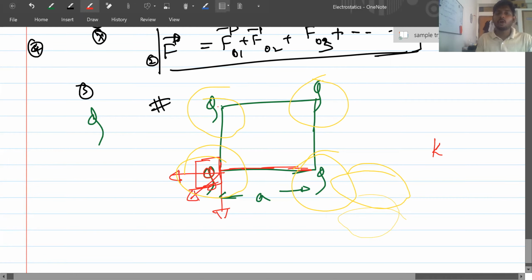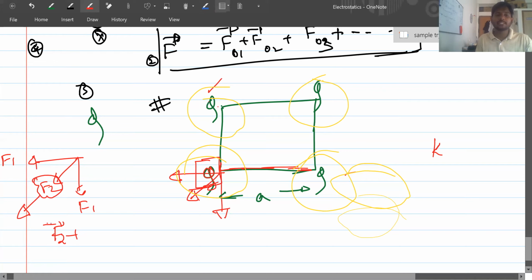But because they are identical charges, the force due to this charge and the force due to this charge should be equal in magnitude, not in direction. So there are three forces of this sort. I can consider this as F1 magnitude, but direction is different. This I am considering as F2 vector. Because they both are equal charges, the resultant will be exactly midway, in the direction of F2. So the net force will be F2 plus, magnitude wise, root 2 F1. Got it?